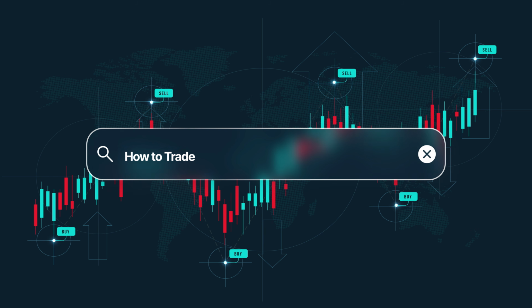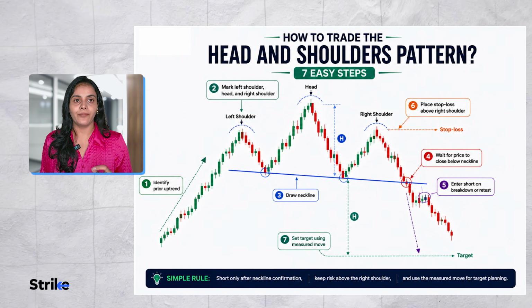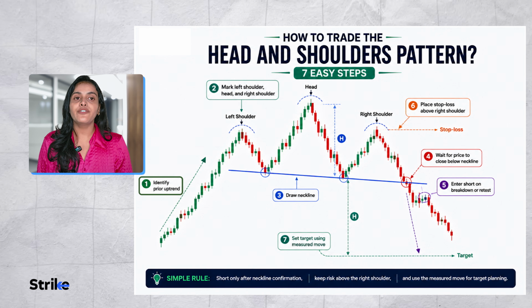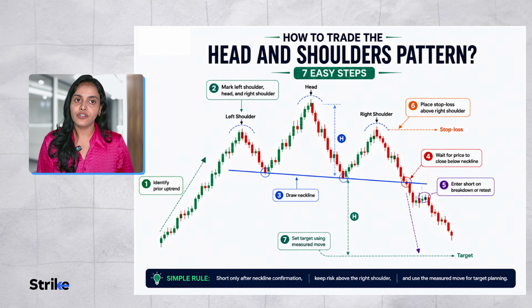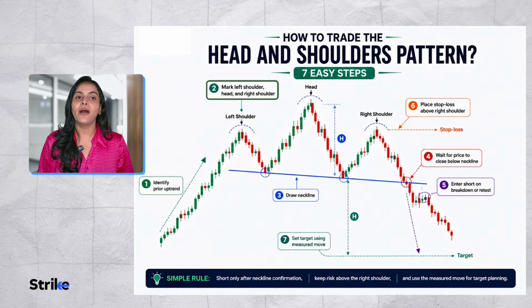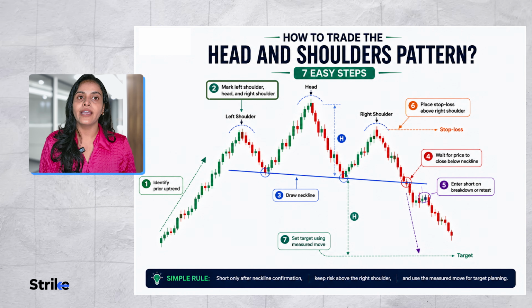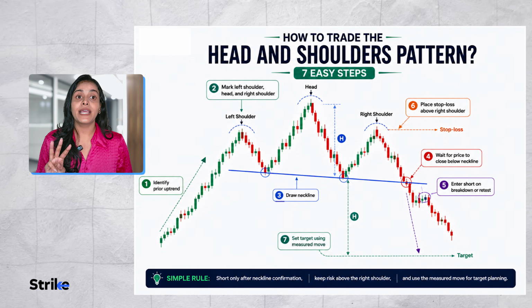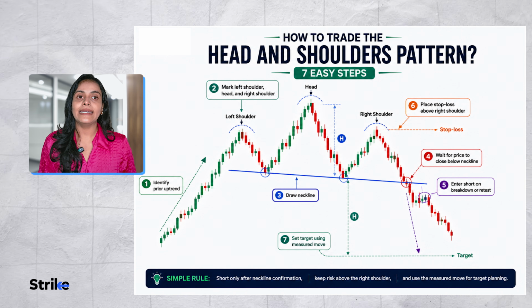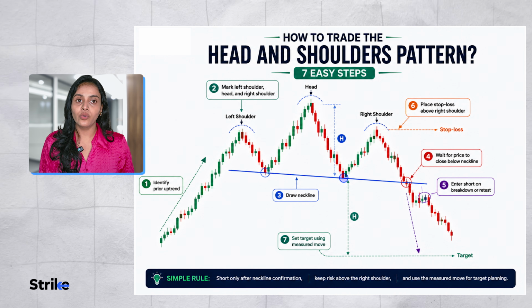So now the important question, how to trade head and shoulders? Let's have a look at it step by step. Step one would be to identify a proper uptrend. The pattern works best after a strong bullish trend. Step two is going to be to mark the structure and identify the left shoulder, the right shoulder, and the head as well. Step three is going to be to draw a neckline. Connect the swing lows together.